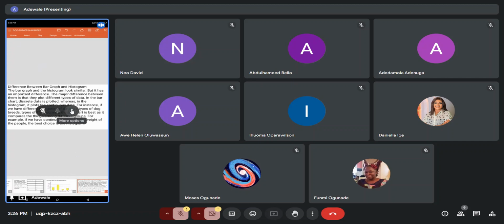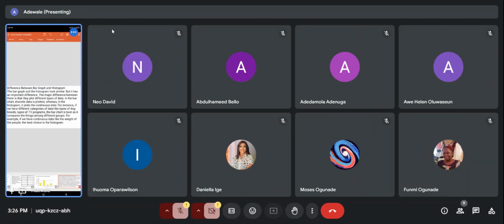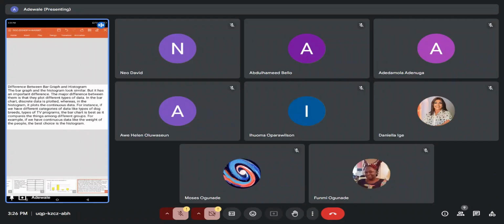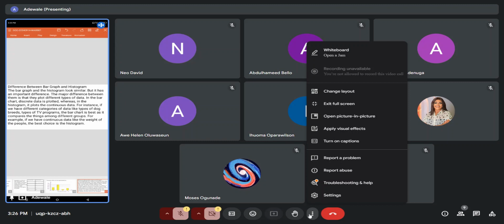In a bar chart we plot discrete data, and a histogram plots continuous data. For example, if we have different breeds or types of TV programs, the best to use for this is the bar chart, so it compares things among different groups. But if we have continuous data like weight of people, height, and so on, the best choice is the histogram. These are the major differences between the bar chart and the histogram. The next one is the pie chart.